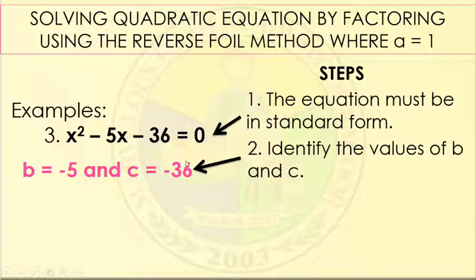Paano siya naging negative 36? Kasi ang operation natin sa constant term ay minus. Ibig sabihin nun, ang value ni c ay magiging negative. Okay, so ang value ni c ay negative 36.